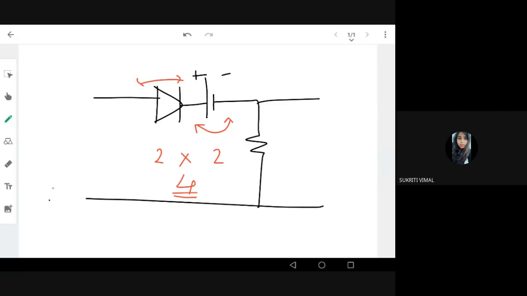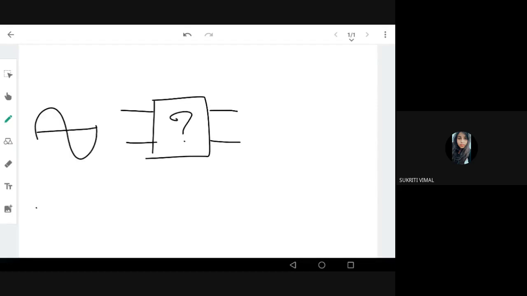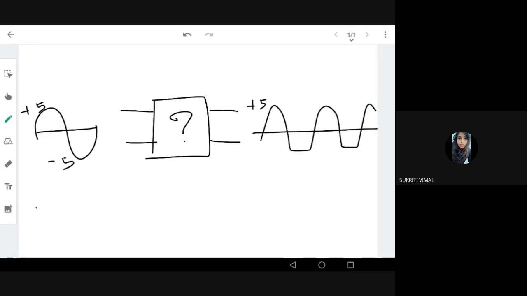Okay, so these are important for the exam. But in the exam, how I'll give it is something like this. You'll be told to design something like this. I will say this is a circuit, and I don't say what is inside the circuit. My input is an AC, and my output is a waveform something like this. Here input is plus and minus 5 volt. Output is plus 5 volt, but here it is minus 3 volt.